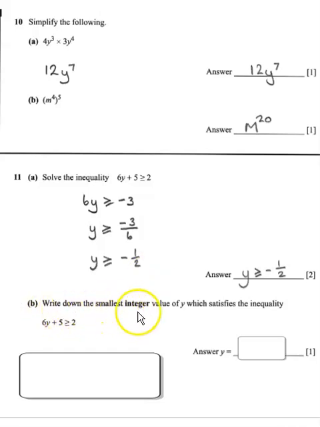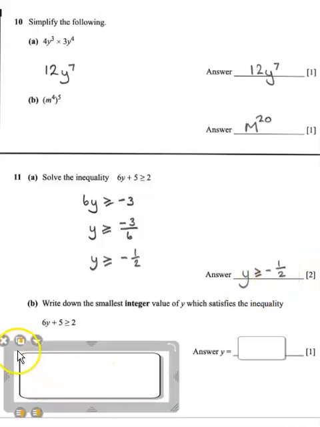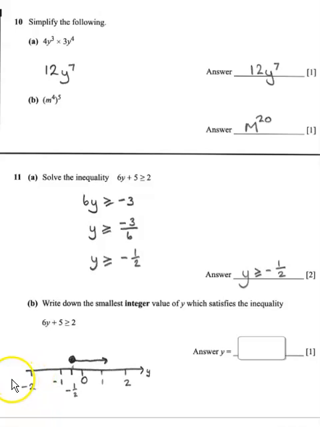So the next one is B, write the smallest integer value of y which satisfies the inequality 6y plus 5 is greater than or equal to 2. Right, so we've already solved it, using y is greater than or equal to minus a half. And what I've done here is put a number line down and positioned where minus a half would be. And these here, -2, -1, 0, 1, 2, are all integers, which is what it's asking for. So the starting position is minus a half, and we're going to the right. So the first integer when you're going to the right is 0. That's the first integer you come to, and that means the answer is 0 on this particular question.